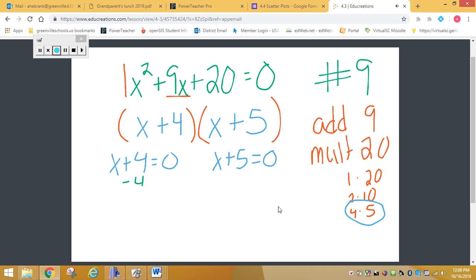So here I'd subtract 4, and get x equals negative 4. Here I would subtract 5, and get x equals negative 5. So that's like number 9 on your homework, or your worksheet, if you need help.